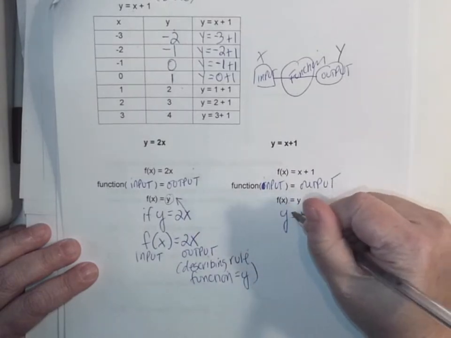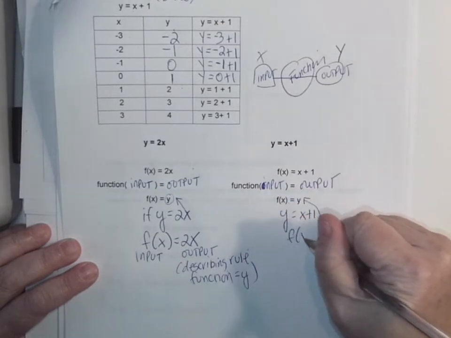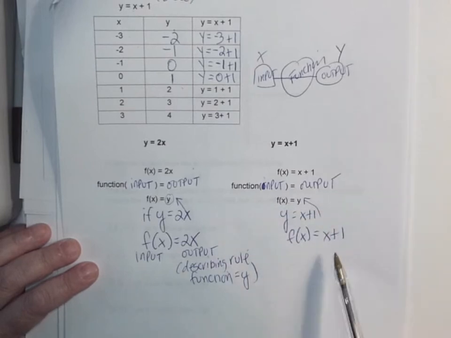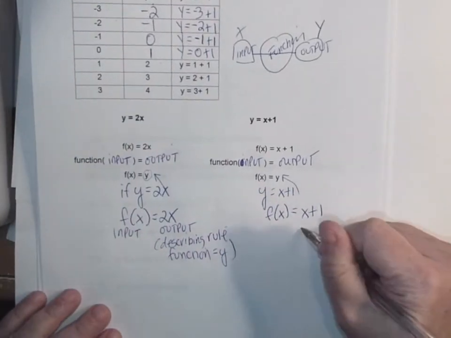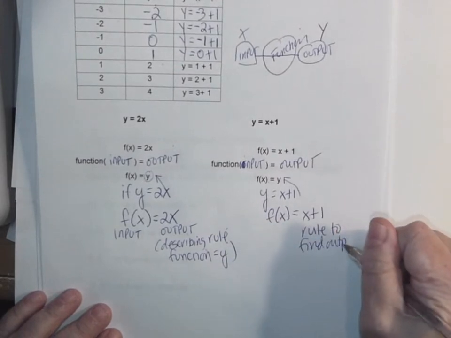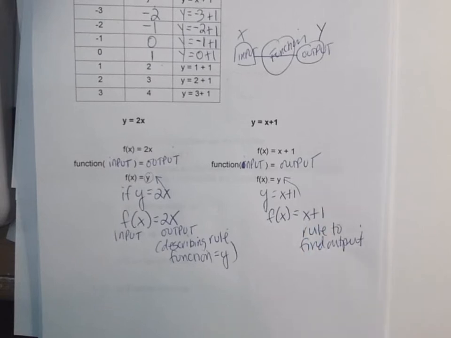So where the y lives here, I'm going to put what it is equal to. So it becomes f of x equals x plus 1, right? That's the rule that we are following to find the output. So I hope when you see any type of function, like f of x equals x plus 1, it makes sense that we are describing the output. We're describing how to calculate the y, what the rule is in doing so.